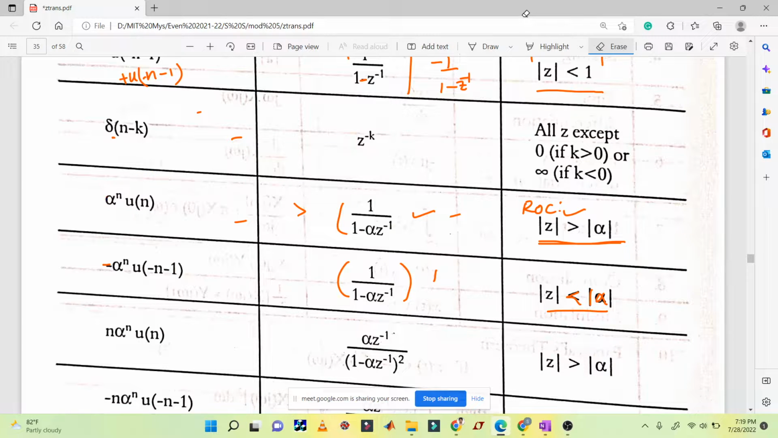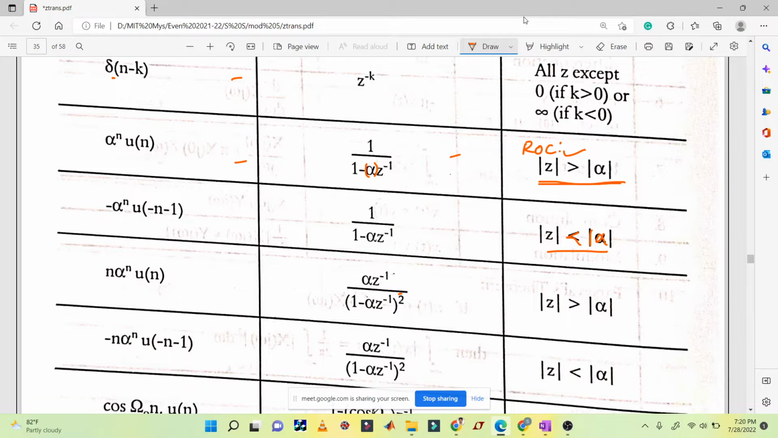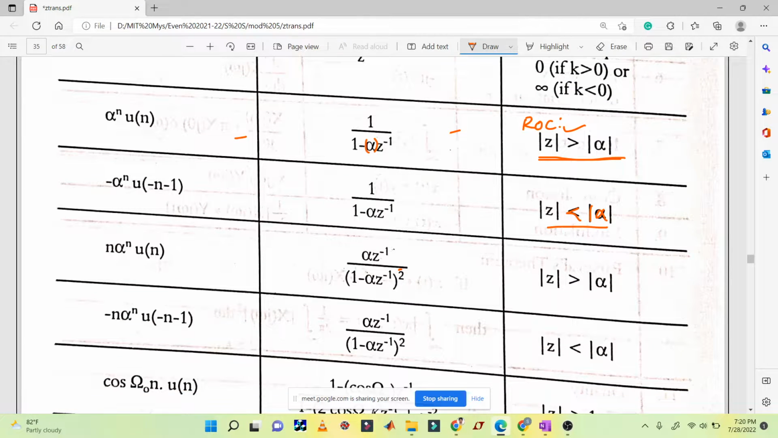How to find out the inverse Z transform? If you remember these equations, you can find any inverse Z transform, because you just need to replace this alpha, or you can say the value of A, B, C, like that. Similarly, we already know this property: what is the n property?